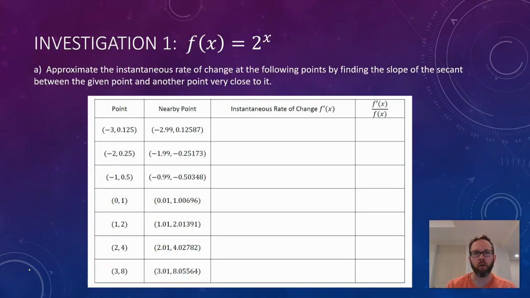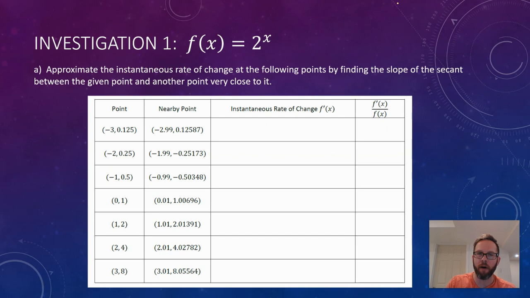So our goal for this first investigation is to look at the derivative of the function f of x equals 2 to the power of x. So the base is 2 in this case. We're going to do that by finding the slope of secants that are really, really close together. In the left-hand column, I've got 7 different points that are all on the function 2 to the power of x, and I've got nearby points 1/100th away from those points. And I've got the y value, keeping a lot of accuracy.